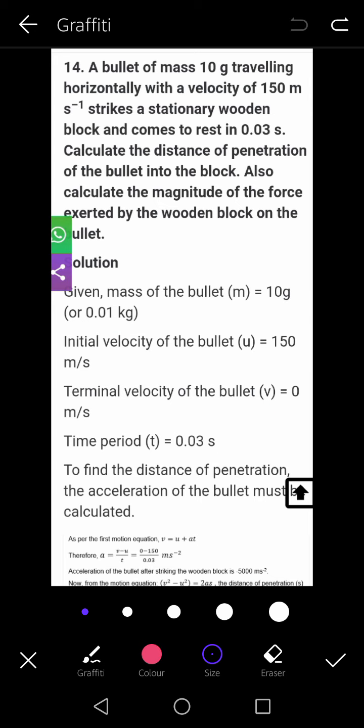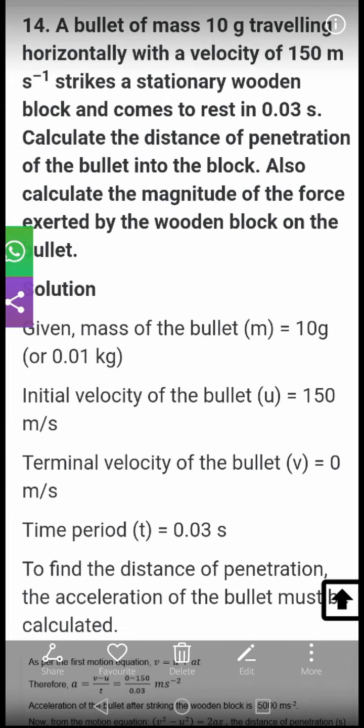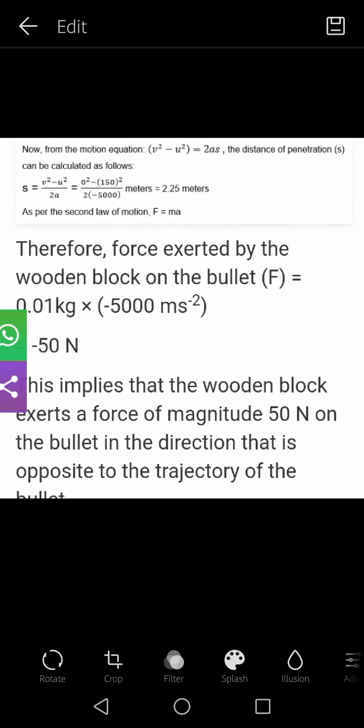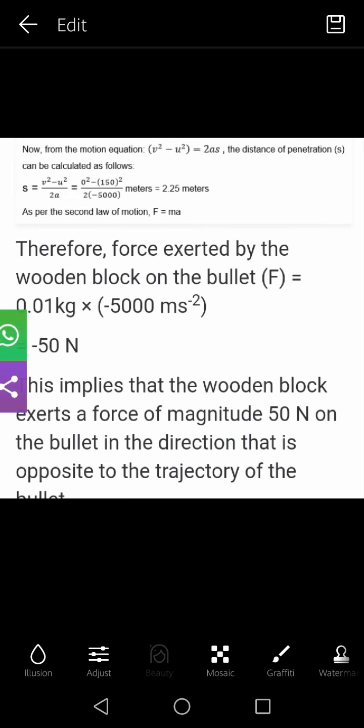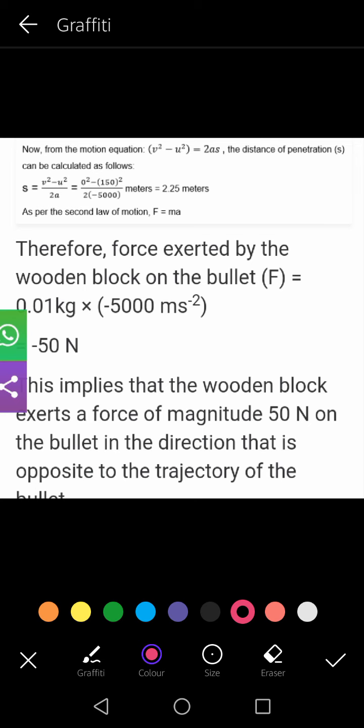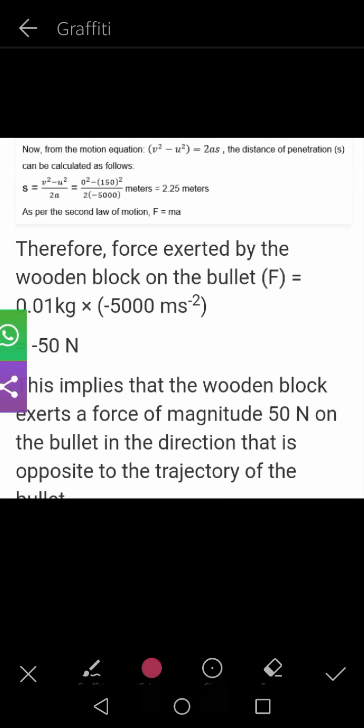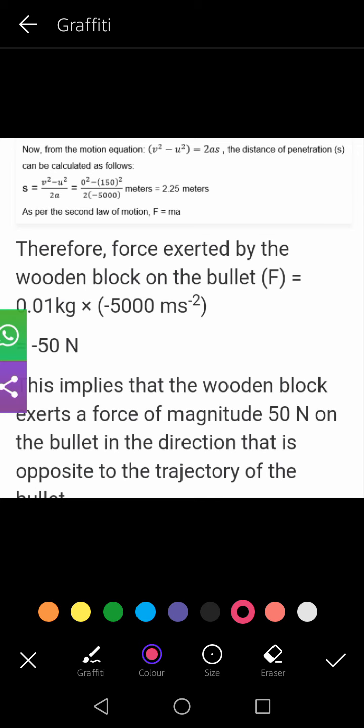Then next step, once we get the acceleration, now we can find out the distance. And how can we do that? We can use this formula, v square equals u square plus 2as. So v square minus u square equals 2as, right? All the values we know, so just substitute the values and the value comes as 2.25 meters. So that is the distance by which the bullet penetrates.